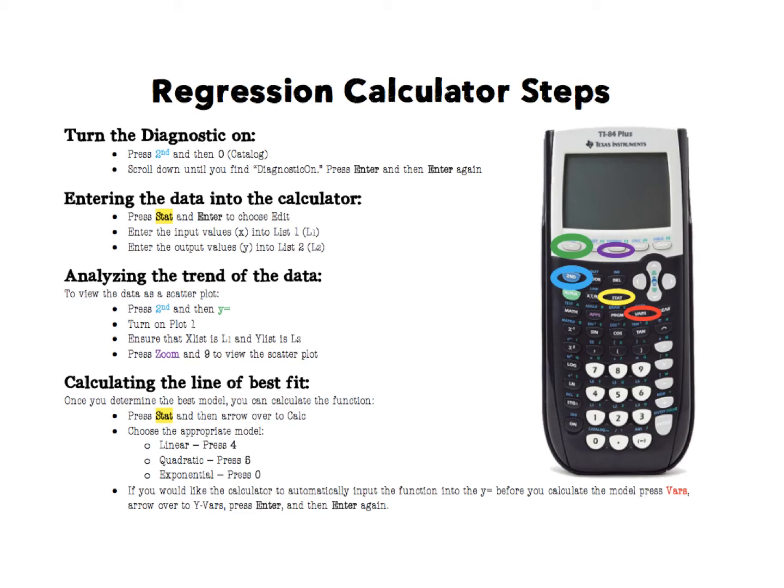The first step that you always want to start with is turning your diagnostic on. And then once you've turned your diagnostic on, we've got to put the data into the calculator. Then we're going to look at the graph to see what the graph looks like so we can best choose which model to then calculate the line of best fit. So if it's linear, we're going to use StatCalc 4. If it's quadratic, we're going to use StatCalc 5. And if it's exponential, we're going to use StatCalc 0. So let's go ahead and practice with that.